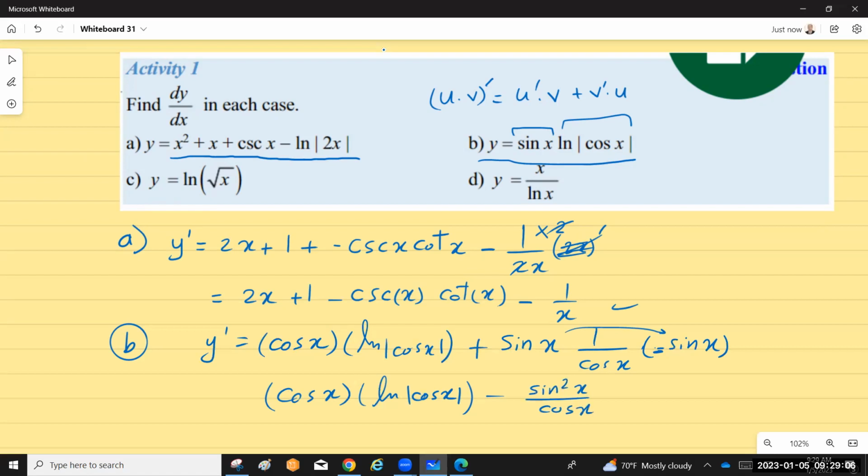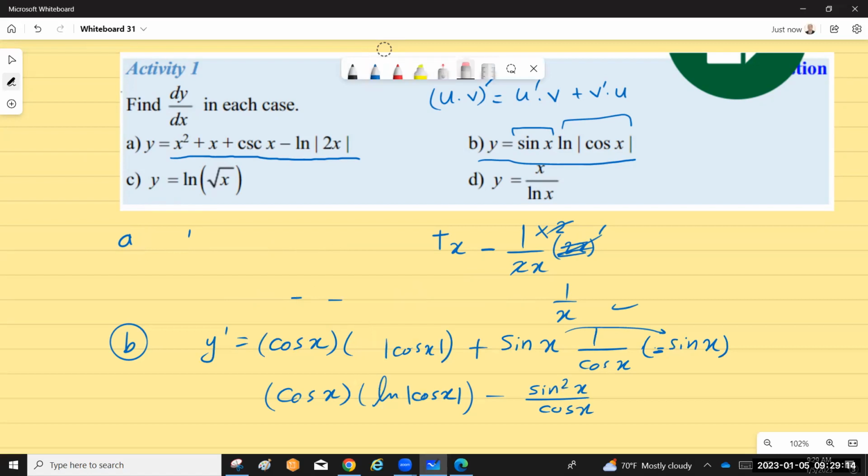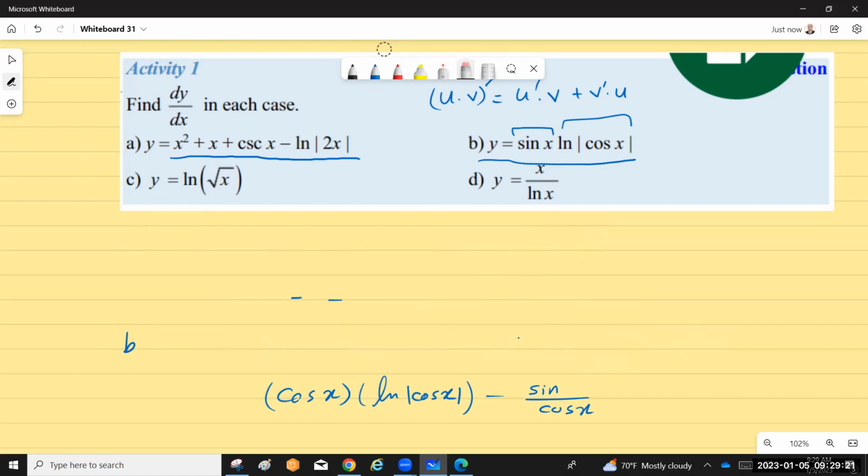Number C, also len absolute value of radical x. You can find it. And D, we do it now. We'll make C and D now.